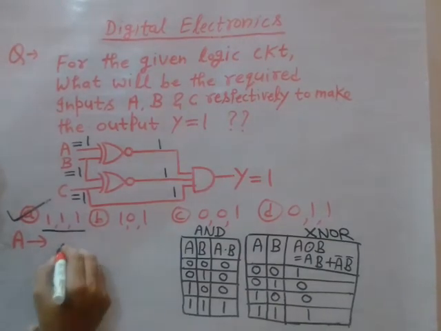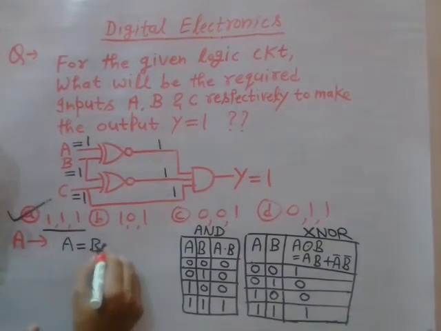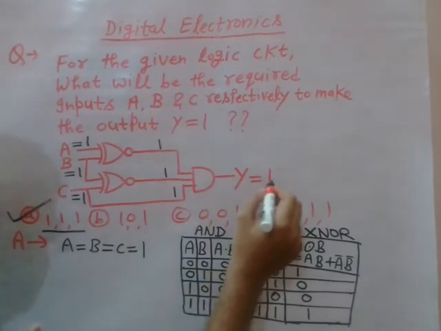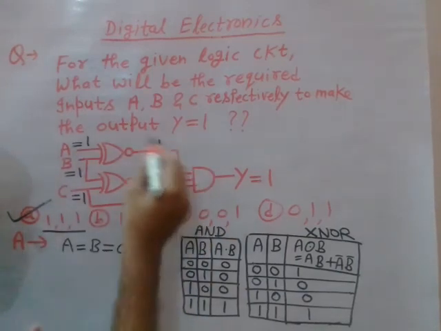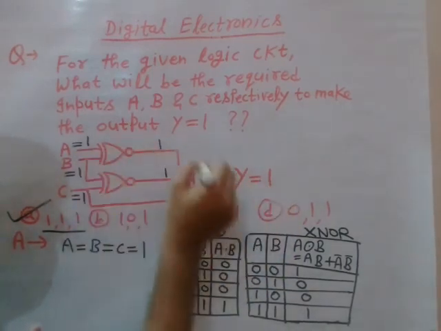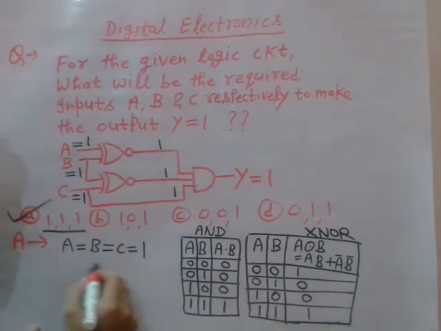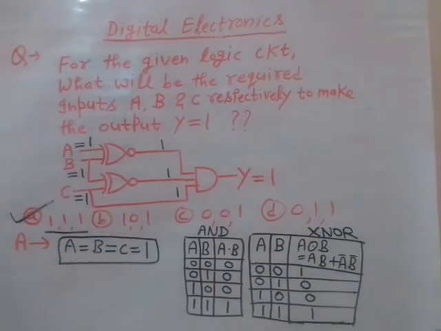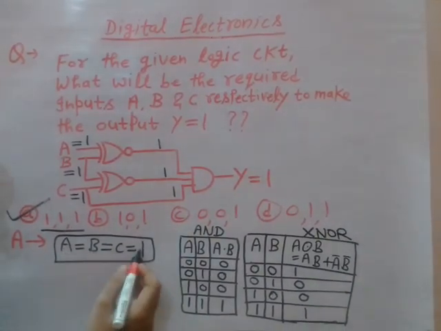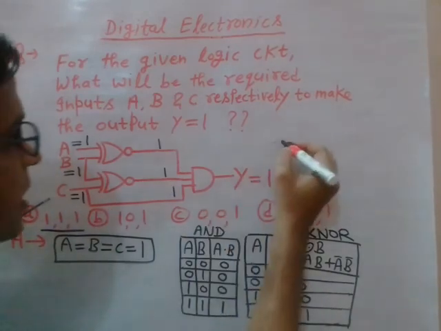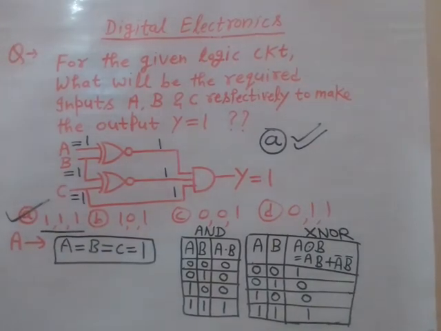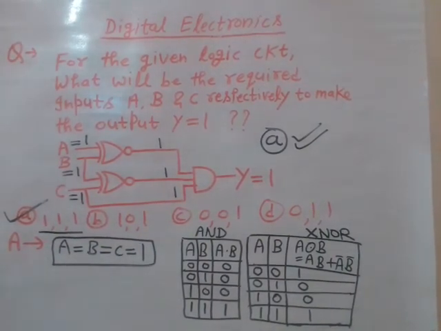That means all inputs will be 1 only, right? For getting the output Y equal to 1 from this logic circuit, all the inputs A, B, C must equal 1. A is equal to 1, B is equal to 1, C is equal to 1. So option A is correct, right? This question was asked in the ESE 2011 examination.